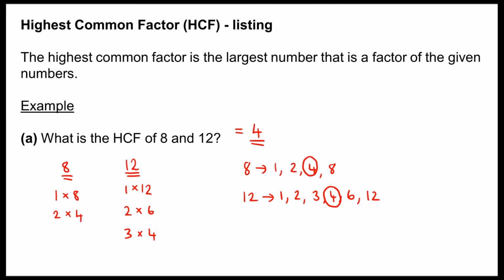As before, there are other common factors such as 1 that appears in both of the lists. We also have 2 in this particular example. However, 4 is the biggest number and that's why it's the highest common factor.